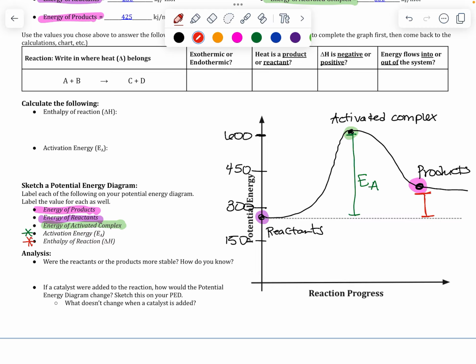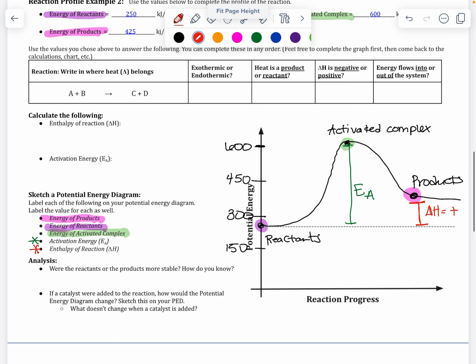Now we can see that delta H is positive. It's going up from our reactants to our products. And so this one, because we're gaining heat, is going to be endothermic. Gaining that heat means heat is a reactant. We can see our delta H is positive. It increases from our reactants to our products, so it's positive. That means that energy is flowing into our system, meaning endothermic. We're going to put our heat on the left with our other reactants.